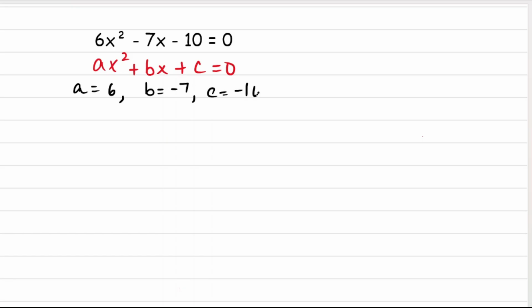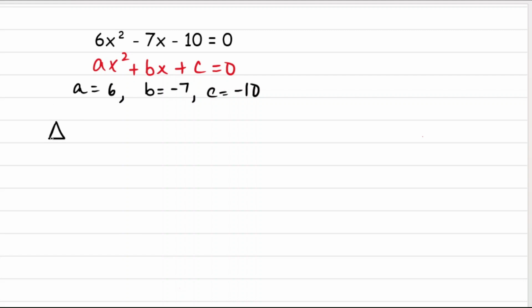Let's do another one. 6x squared minus 7x minus 10. Let's compare it to the standard form of the quadratic equation, and we get the value of a as 6, the value of b as minus 7, and the value of c as minus 10. This c is this minus 10. Never ignore the signs, otherwise the entire solution would come out to be wrong.